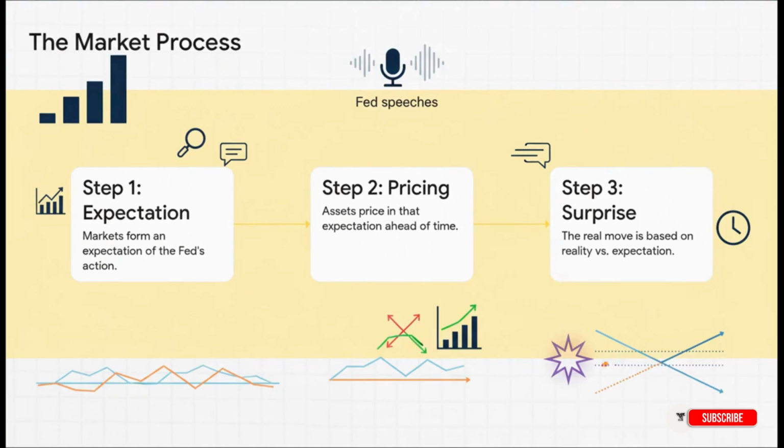Markets don't just sit around and wait for the Fed meeting. It's a 3-step dance. First, investors build up an expectation based on all the data and what Fed officials have been saying. Second, assets, stocks, bonds, you name it, price in that expectation before the announcement even happens. So the big market move on decision day, that's driven by the surprise, the gap between what everyone expected and what the Fed actually did. If the Fed does exactly what was priced in, sometimes the market barely even budges.